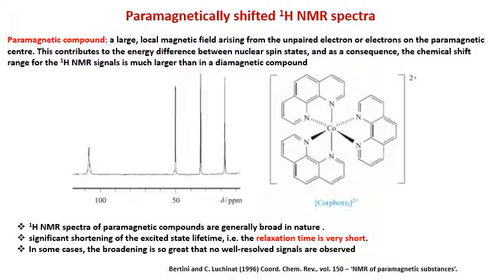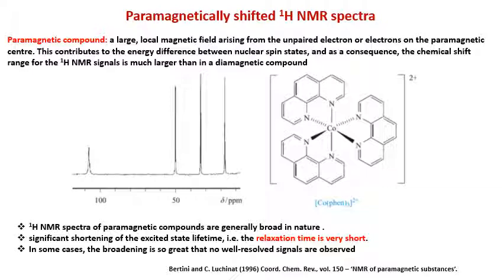We know that for proton NMR spectra of diamagnetic compounds, the range is 0 to 15, but in paramagnetic NMR spectra the range is very much widened, up to plus 1000 to minus 1000 ppm. In a paramagnetic compound there is an additional factor: a large local magnetic field arising from the unpaired electron spin density on the paramagnetic center. This contributes to the energy difference between the two nuclear spin states of the proton, and as a result the chemical shift value deviates from the normal diamagnetic range.